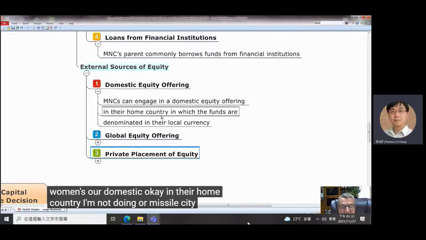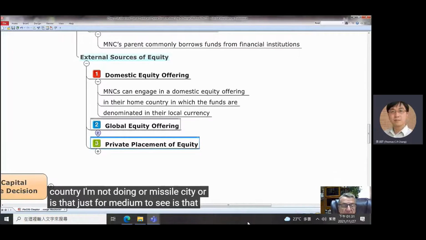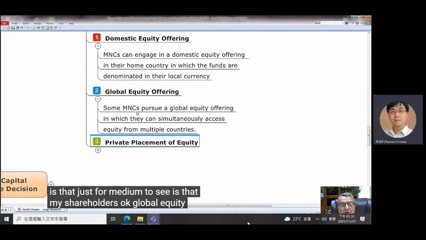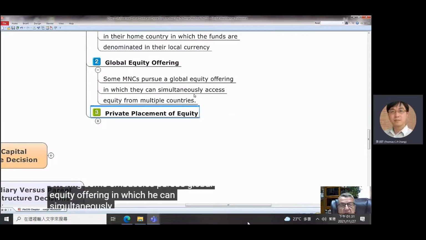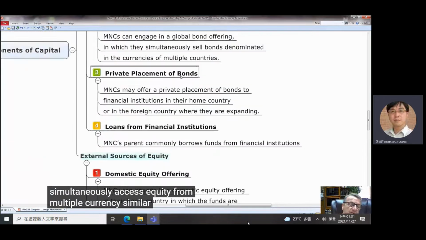I'm not doing where my subsidiaries are at. That's where the MNC is at, my shareholders. Okay, global equity offering. Some MNCs pursue global equity offering, in which you can simultaneously access equity from multiple currencies, similar to what you're doing in debt.